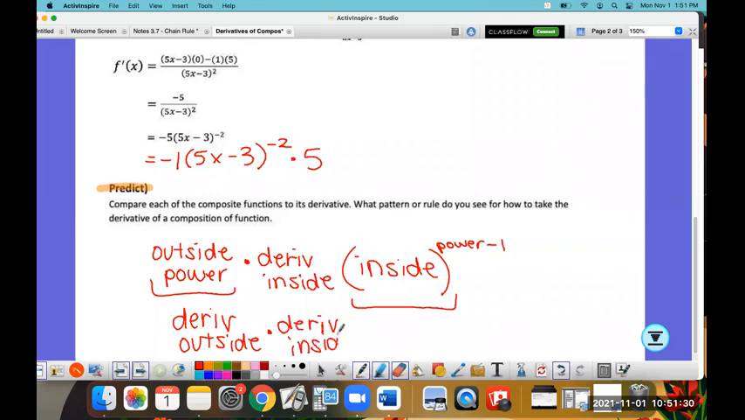Let's check and make sure that works for all of these. Pretend the parentheses are just blank. Does that look like the derivative of the outside for number 3? Multiply by the power, subtract it by 1. Does this look like the derivative of the inside? Yay, nay. Derivative of 5x minus 3 is 5, right?